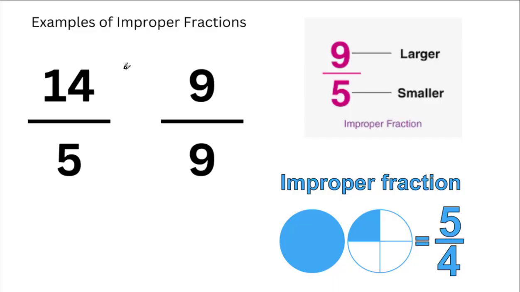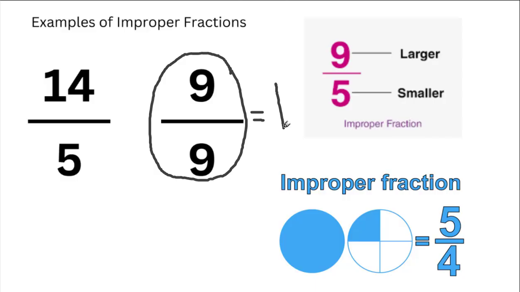Examples of improper fractions. An improper fraction, right here, 14/4. The top number is larger. This is also an improper fraction because 9/9 equals 1, and a proper fraction is less than 1. So 9/9 is equal to 1. It's considered an improper fraction. And I also drew you a picture down here to see what 5/4 looks like when you draw a picture. You can see there's a whole and there's pieces in the other model. So that just gives you a visual as well.